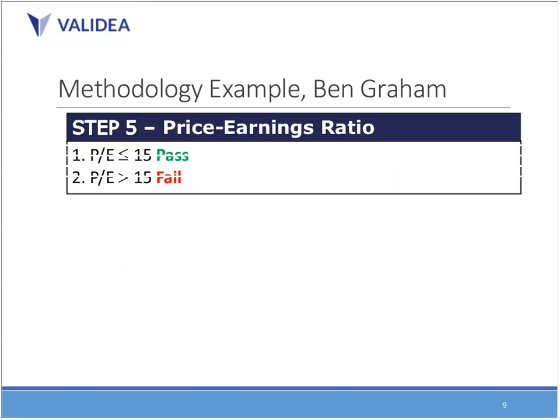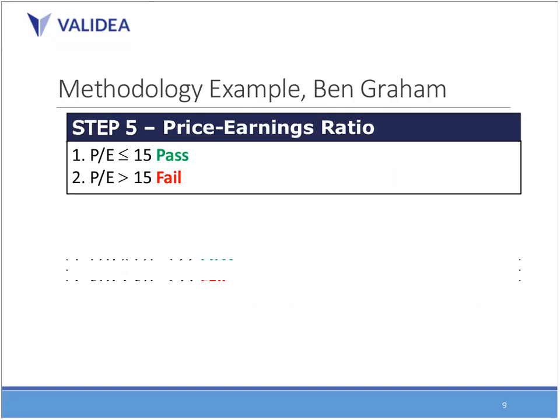Price-to-earnings ratio. As I was mentioning earlier, he is unusual in that he wants earnings to be the average of the last 3 years of earnings of the company in calculating the price-to-earnings ratio. And he also wanted it to be relatively small, less than or equal to 15.